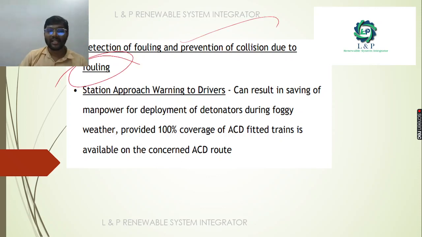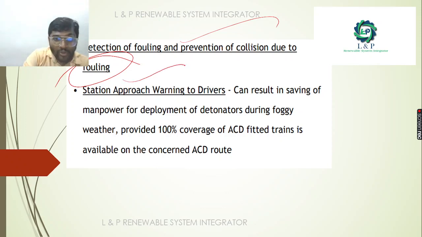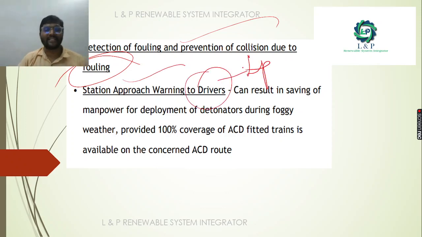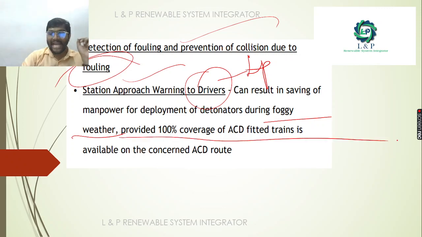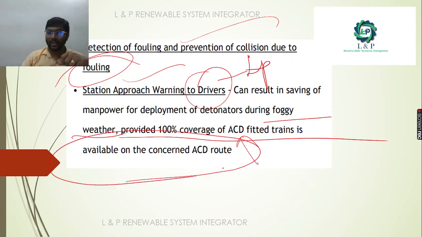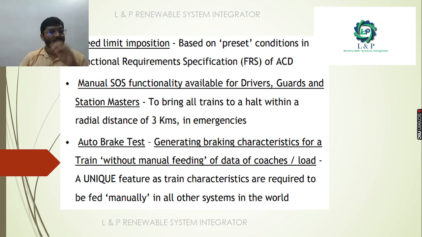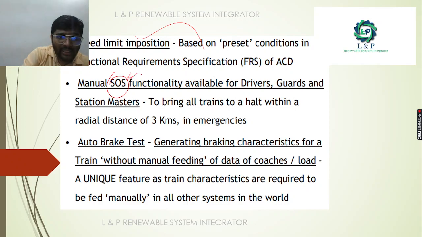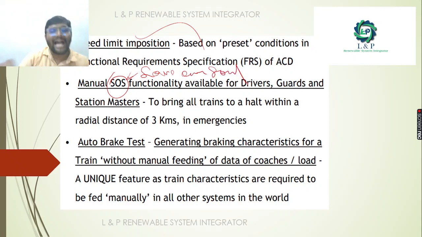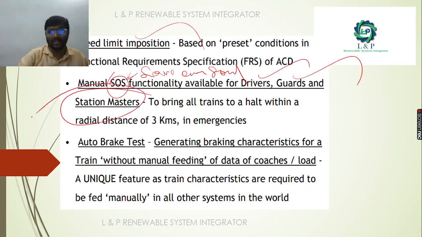And the next most important thing is that we are also creating station approach warnings to the LPs, that is loco pilots. During foggy weather conditions, it provides 100% coverage to ACD, anti-collision device fitted trains, available on the concerned routes. Okay, and most importantly we have speed limit impositions, and we also provide a manual SOS functionality, okay, which is available for drivers, guards and station masters.